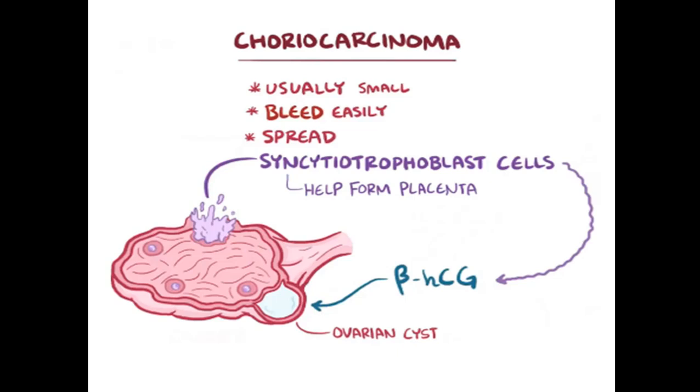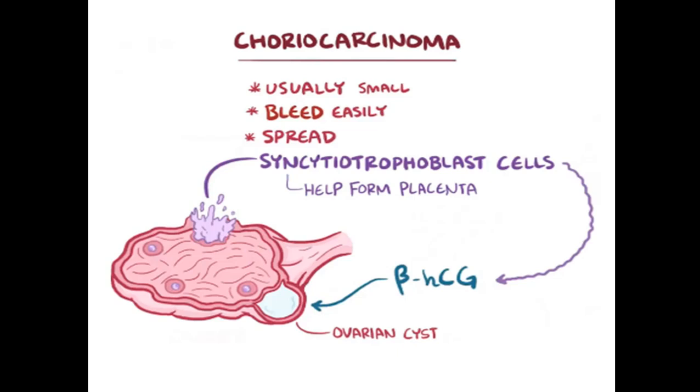Now, choriocarcinoma will arise from the syncytiotrophoblast cells. During early embryonic development, when the embryo starts developing, it is differentiated into the embryoblast, which will form the fetus, and the trophoblast, which will form the supporting tissues. The trophoblast is divided into cytotrophoblast and syncytiotrophoblast, and it is the syncytiotrophoblast cells that will form the fetal part of the placenta.